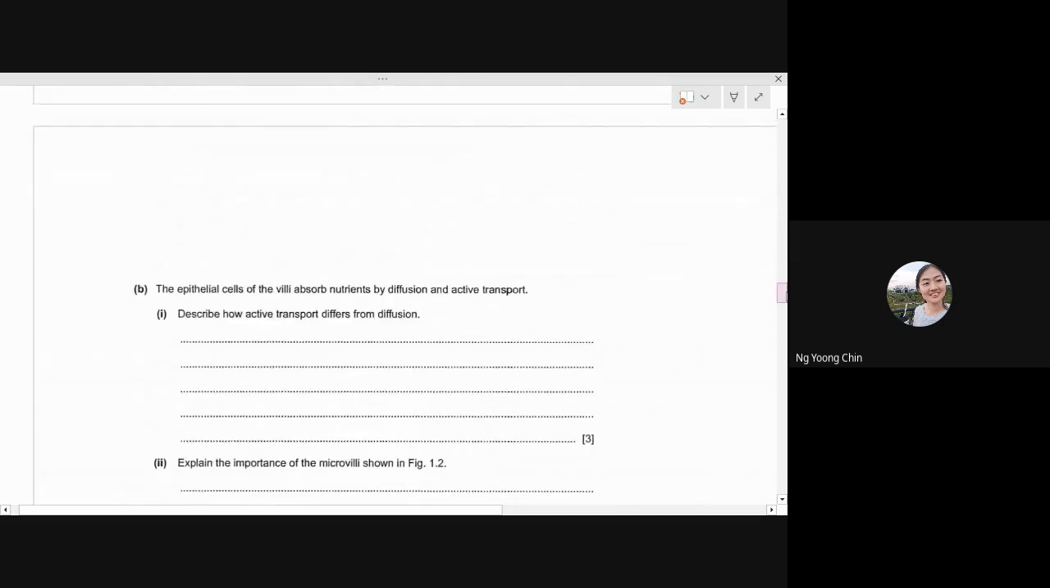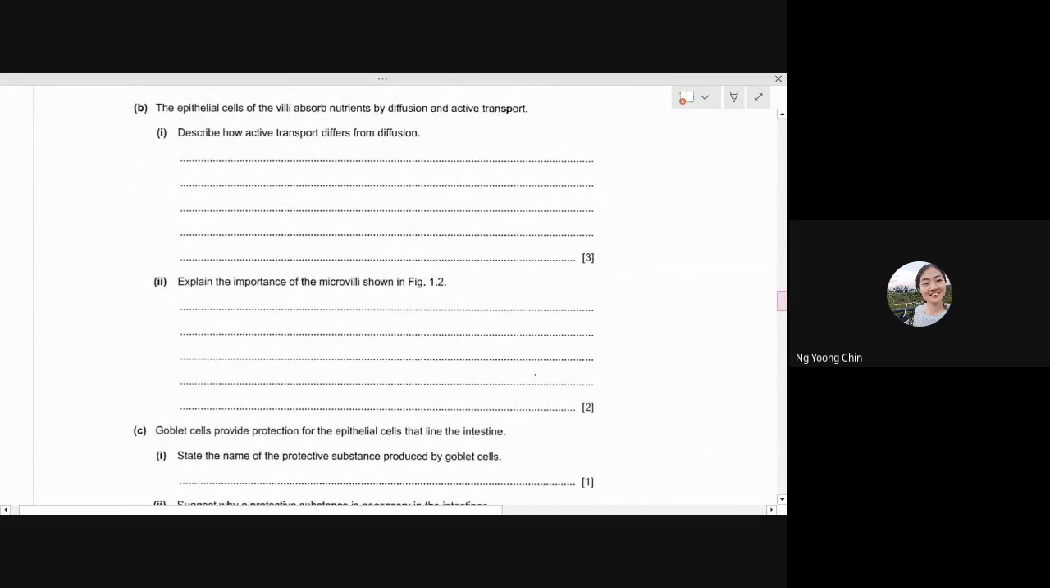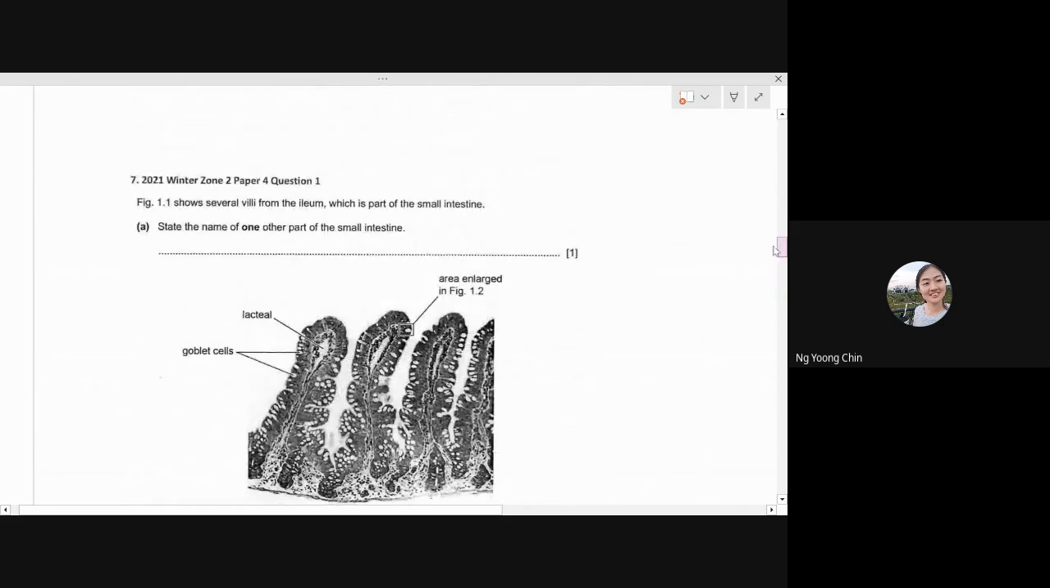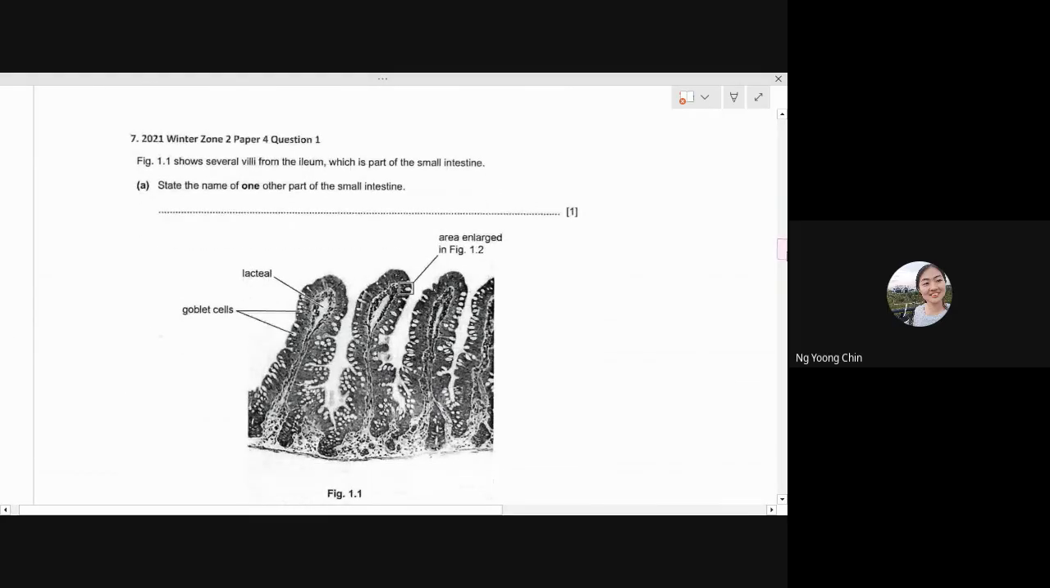This one, okay, maybe you can have a try. This shows the villi in the small intestine, then state the name of the other part of the small intestine. Okay, this you will learn later. This I can give you the answer. The answer will be duodenum. It's a part of the small intestine because the small intestine is divided into three parts. Right? There are three parts in the small intestine. Okay, you will learn it in Chapter 7, human nutrition.